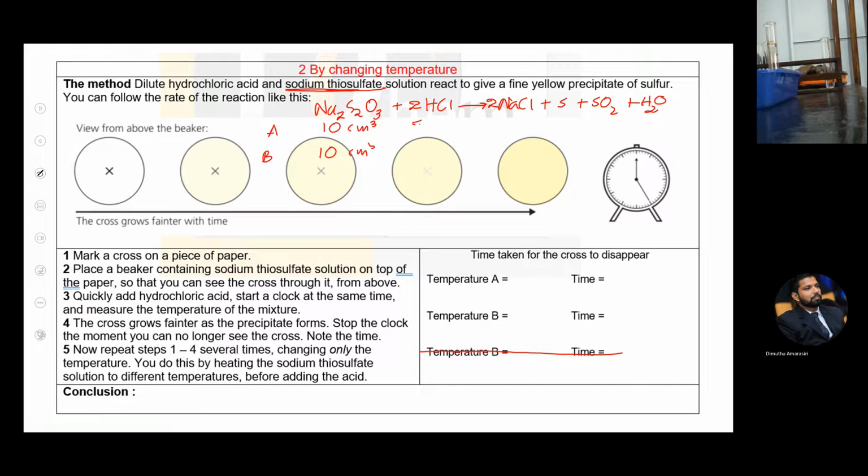Right, and you are going to put 5 cm cube of HCl. In addition to that, we are going to add some water so that I can change the temperature in both cases. We are going to put hot water and cold water, 10 cm cube. So first, you do this with hot water.